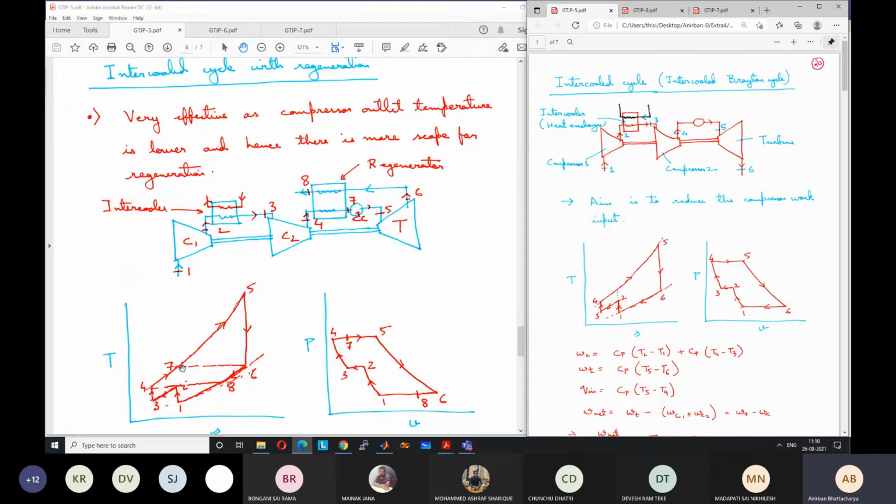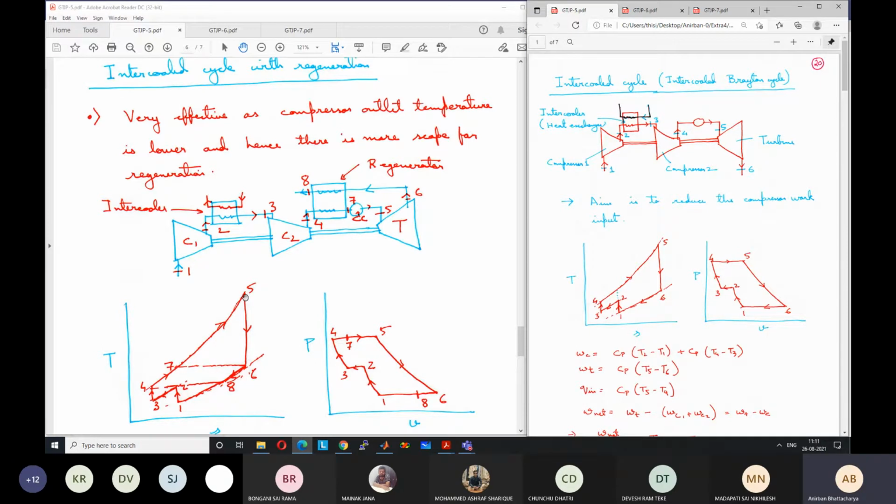If you remember the regeneration process, the heating in the regeneration occurs by taking heat from the exhaust gases. So from 4 to 7, we are using the heat from the exhaust gases. Ideally, for an ideal regenerator where the heat exchange effectiveness is 100%, the temperature at 7 is equal to the temperature at 6, which is the exhaust gas temperature. Up to this point, we are heating in the regenerator, as you can see here. And from 7 to 5 is the heat addition in the combustion chamber.